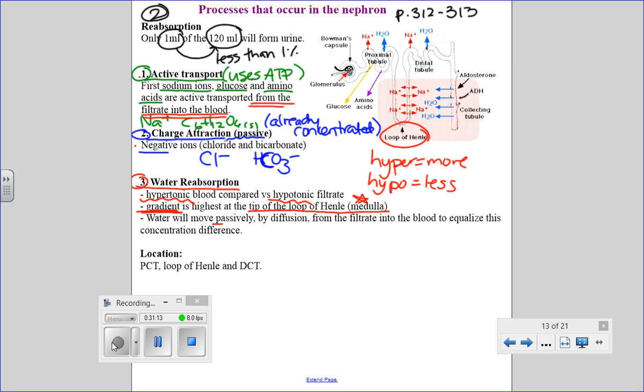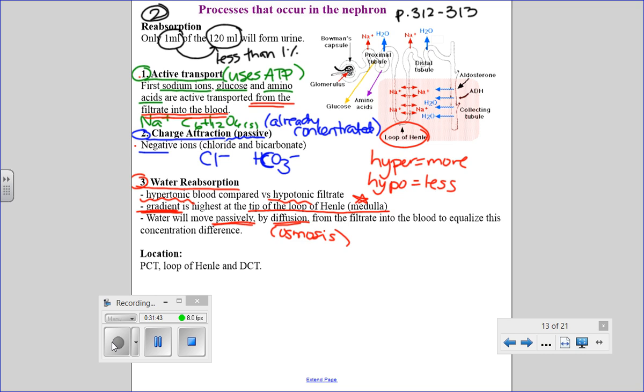Water will move passively by diffusion, which for water is called osmosis, from the filtrate into the blood. And the reason water will do this is because water is on this permanent quest to equalize concentration differences. So water's goal is to move to wherever the concentration is higher, essentially to water it down.